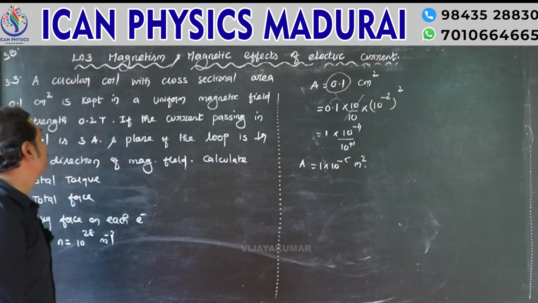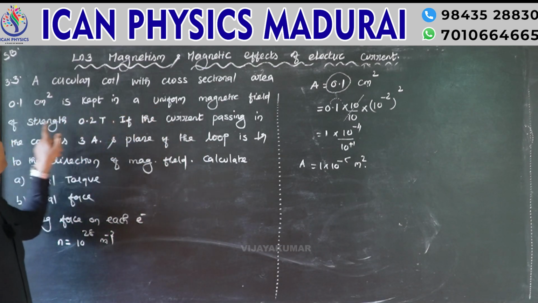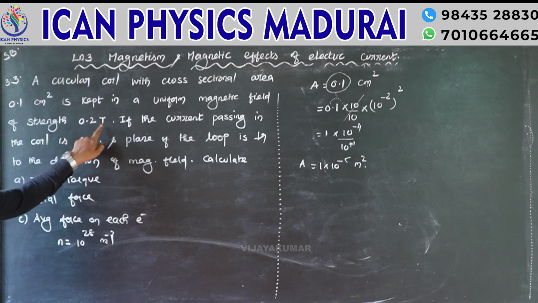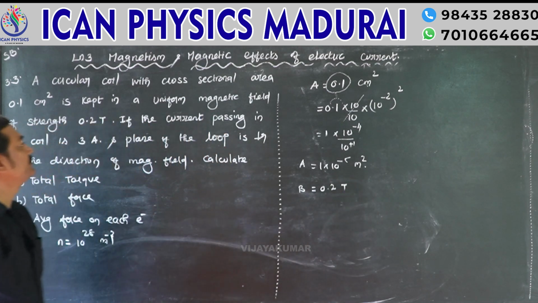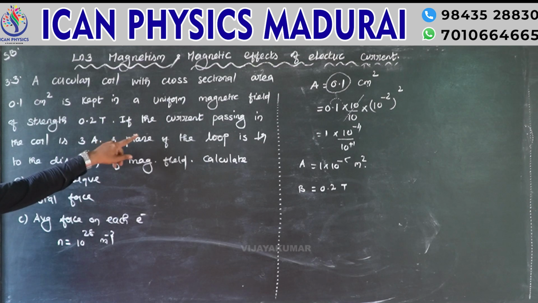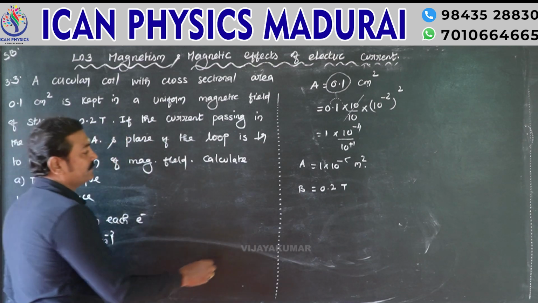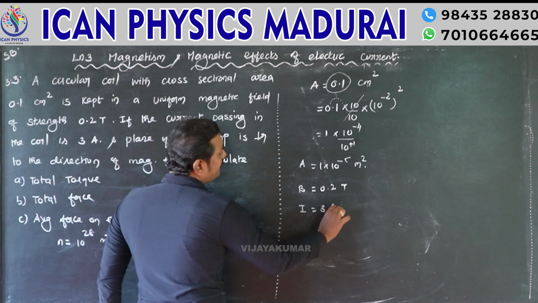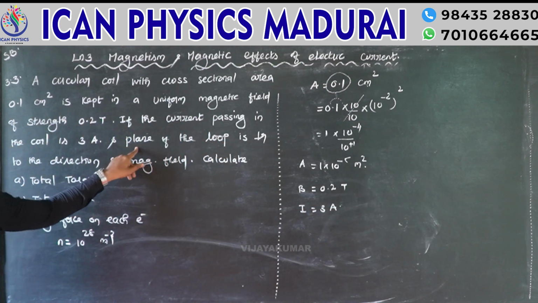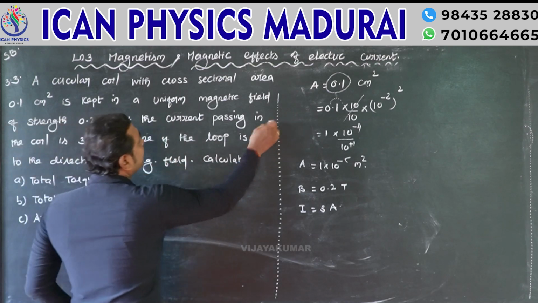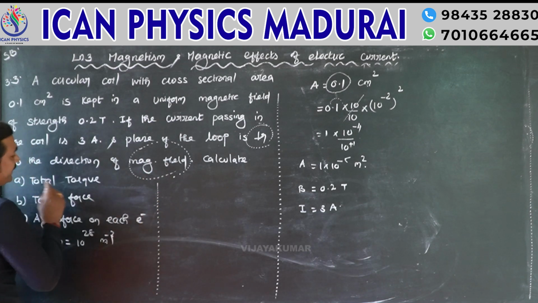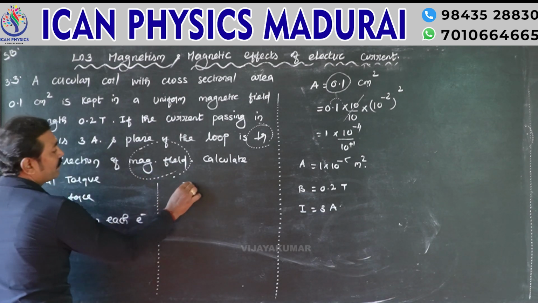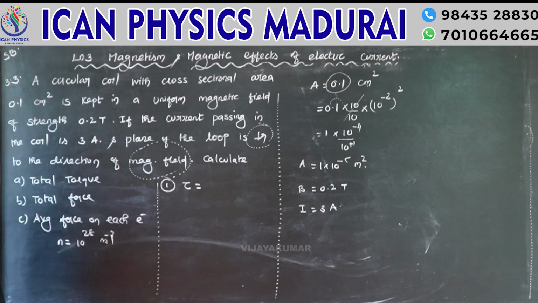Meter square. It is kept in a uniform magnetic field of strength 0.2 Tesla. So the magnetic field is 0.2 Tesla. If the current passing in the coil is 3 ampere, so I equal to 3 ampere. The plane of the loop is perpendicular to the direction of the magnetic field. Calculate: the first one is total torque. So, first one, total torque.